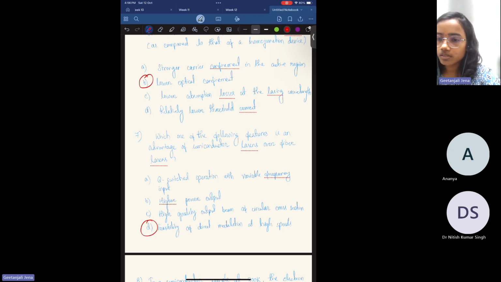So when you are going through a question, please read all of the options. It may happen that you think option A is correct and you just write the answer. But please go through all the options so that you can be sure that yes, this option is the correct option.